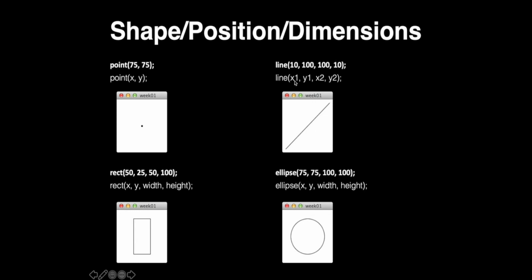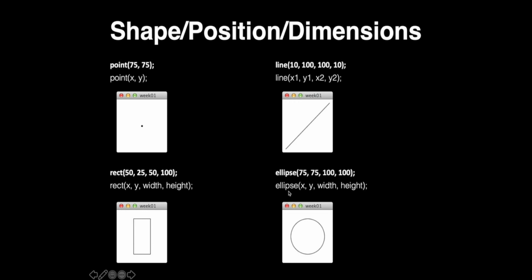So we have an x1 and a y1, which would be one point of the line. Then an x2 and a y2, which would be the other point of the line. And then once those two points are created, then you can create the line to connect them together. For rectangles, we have an x and a y, so where we're going to be drawing this rectangle, and then a width and a height.